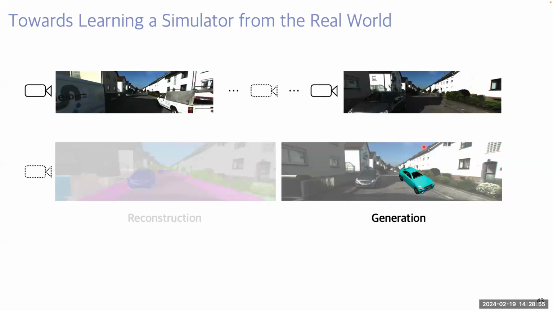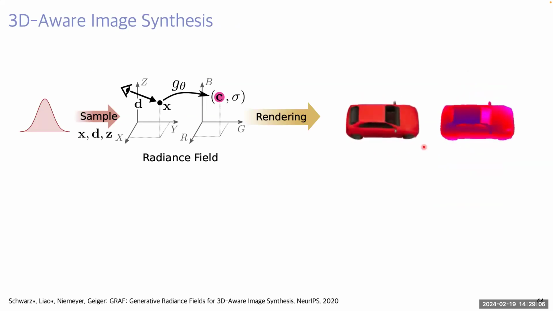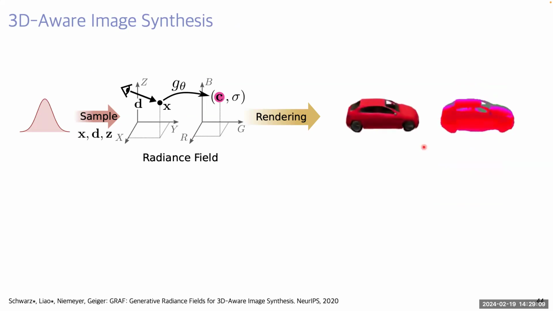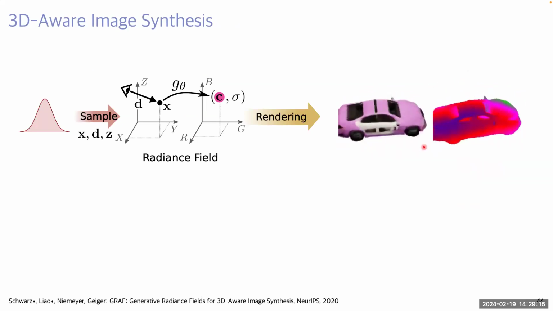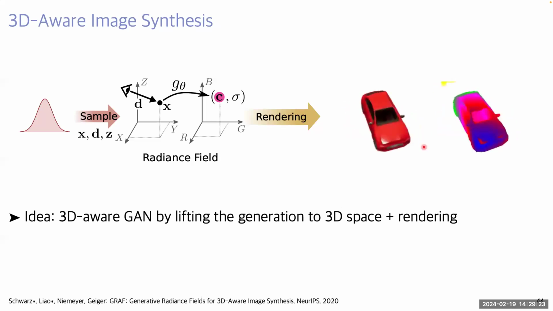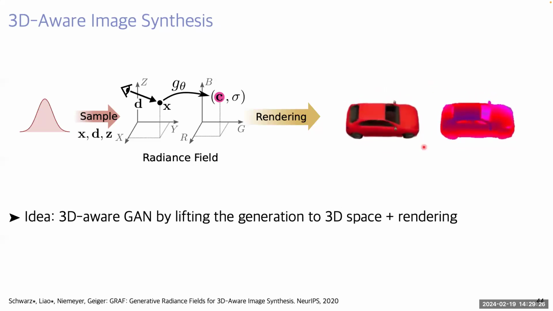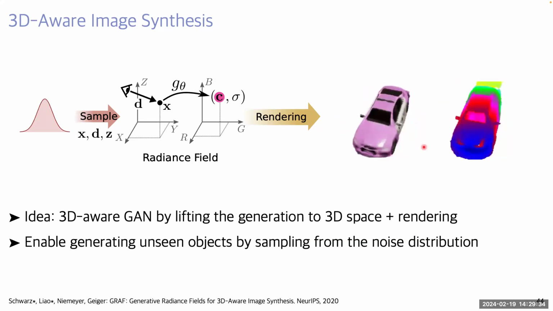Let's move on to the generation part. In the previous works, we focused on reconstructing the existing world, but it's also very exciting that we are able to generate novel content and put it, for example, into the simulator as well. So this is one of the earliest works that we did, GRAF, and we basically extend GANs to model 3D assets by lifting the generator to the 3D space. So this is a 3D-aware GAN, lifting the generation to 3D space in combination with rendering. And it enables generating unseen objects by sampling from the noise distribution, as we show here.